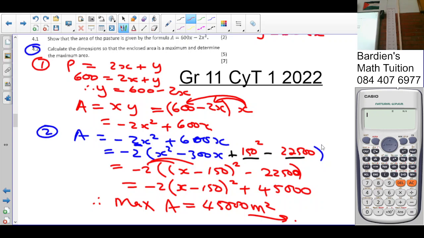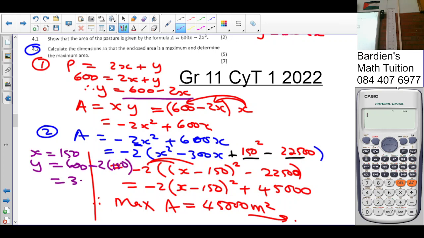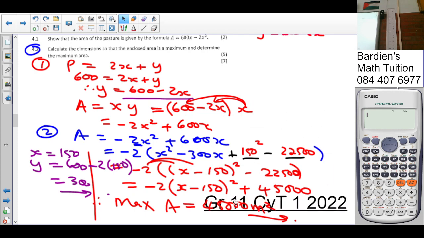And the dimensions. Okay, so the length, which is in terms of x and y, so your breadth would be 150 and your length will be 600 minus 2 times 150. So it's going to give you 300 meters. You all agree with that? Thank you for telling me there.